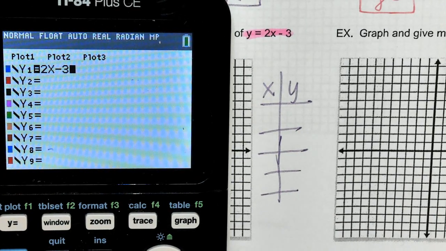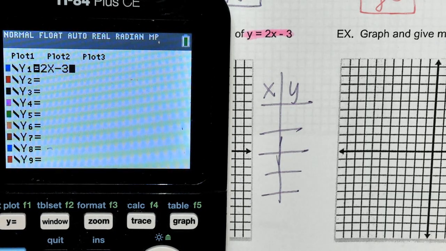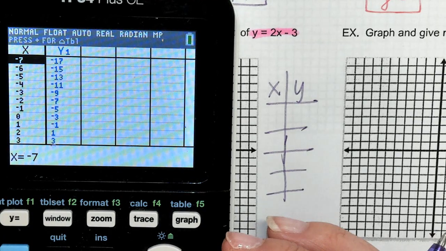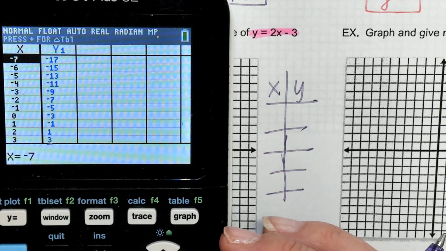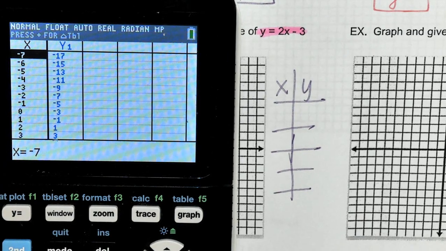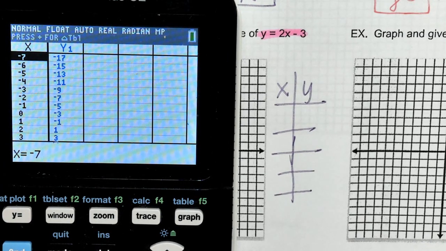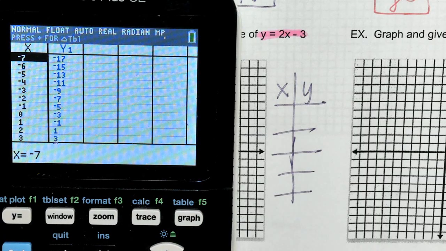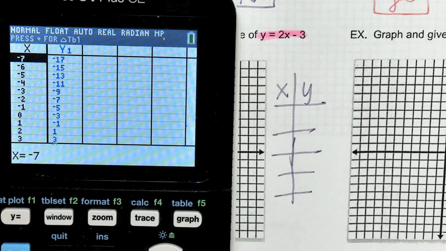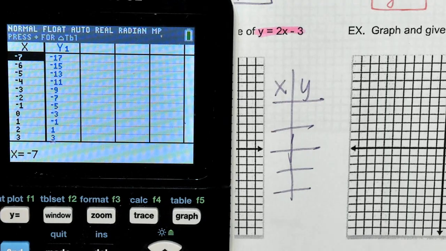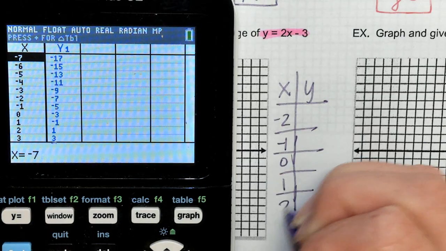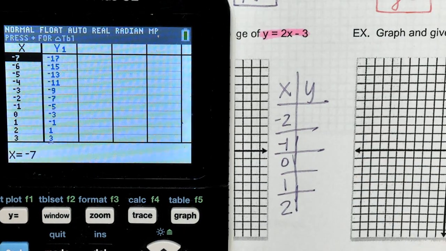Where am I going to go now? To your table, second graph or second table. You get to pick what you put, and you need at least 3 dots. I say 5 is great. 3 is better. How many dots do you actually need to make a line? 2. At minimum, 2. But I want at least 3 to 5. Okay? So I'm going to do negative 2, negative 1, 0, 1, and 2. Because that's going to give me a really good graph.